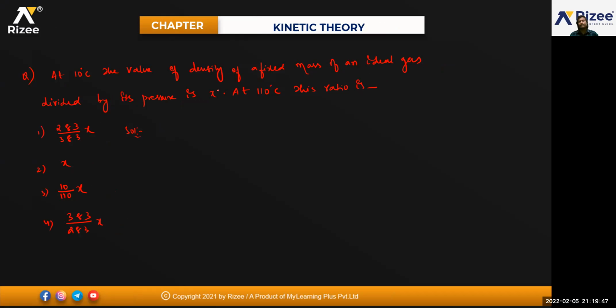Got it, beta? Anyone? At 10 degrees centigrade, the value of the density of a fixed mass of an ideal gas divided by its pressure is given as X. At 110 degrees centigrade, the ratio is equals to how much? Done.